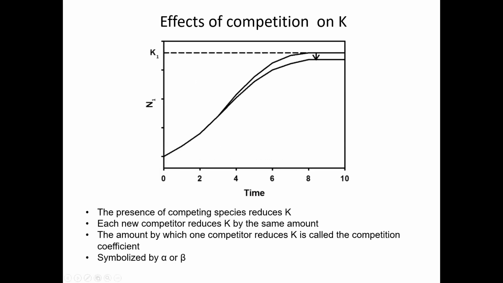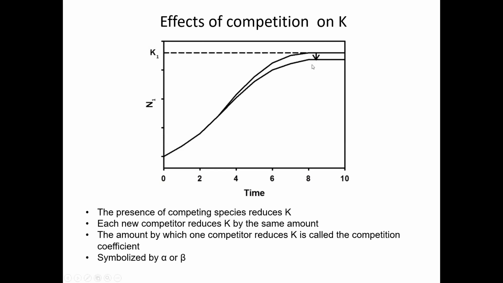There we go. So what is the effect of competition between species on the carrying capacity? Well, the presence of a competing species should reduce the carrying capacity because they're using some of the resources that your species wants to use, needs to use. So if there is another species using some of your resources, your carrying capacity is going to be reduced. So for every individual of another species that is in competition with you, your carrying capacity is going to be reduced by a small amount.